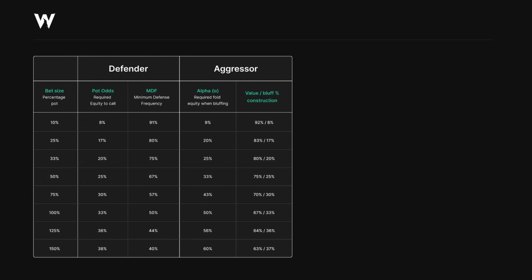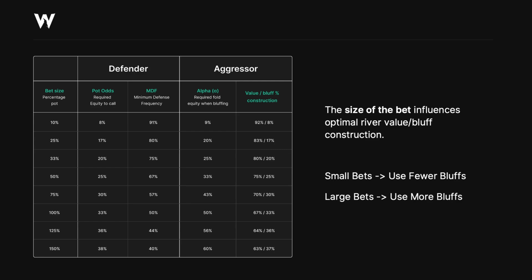Next, I want to talk about how pot odds affect your bet construction on the river. So in this graph, I've shown the bet size as a percentage of the pot on the left-hand side, your pot odds, or required equity to call, in the second column, and on the right column, we see value to bluff construction. And you'll notice that you can use more bluffs with a larger bet, and you need to use fewer bluffs with a smaller bet.